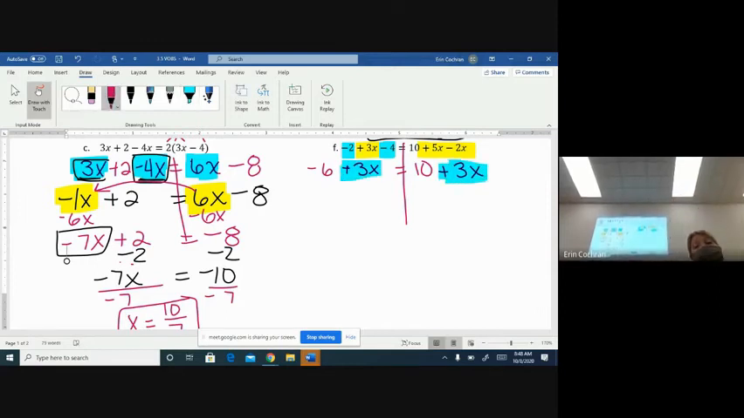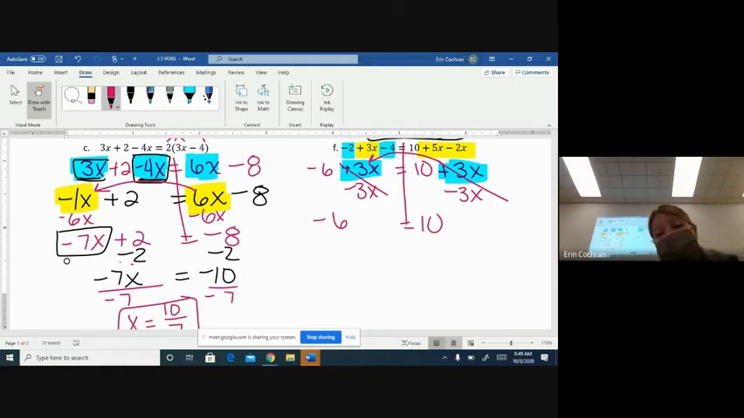Now what do you notice about these 3x's? They are the same. So how would I move this 3x over to that 3x? Subtract it. What's 3x minus 3x? 0. Equals 10. We don't have any variables to solve for, do we? And -6 does not equal 10. So what do you think?